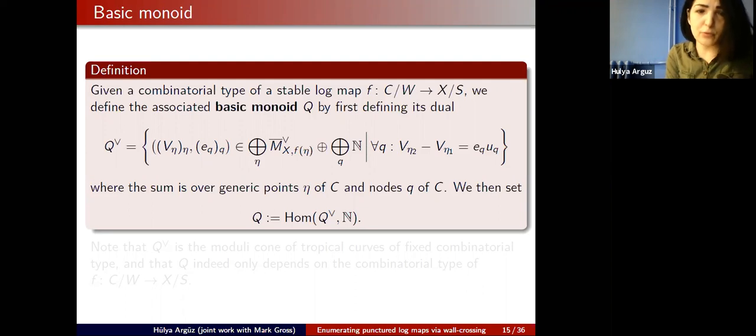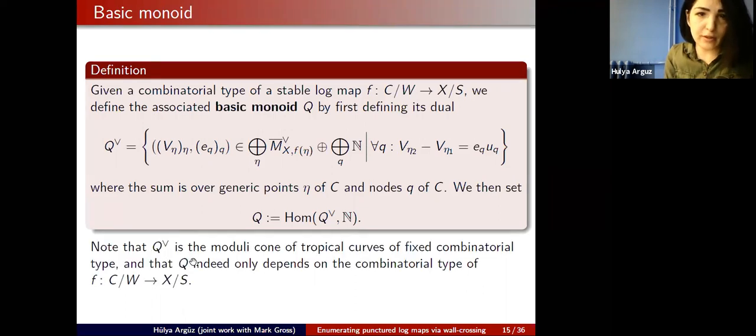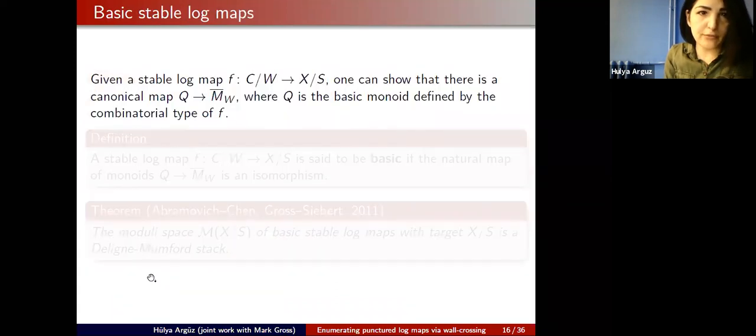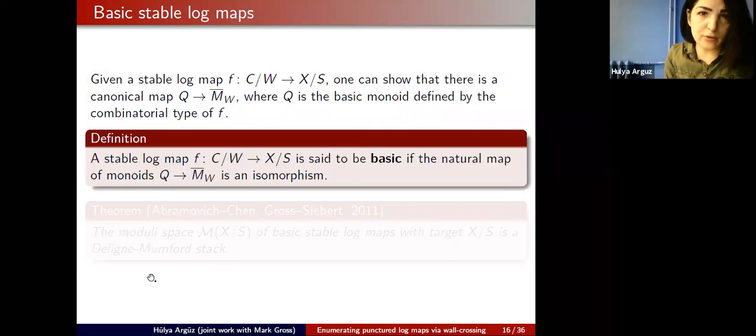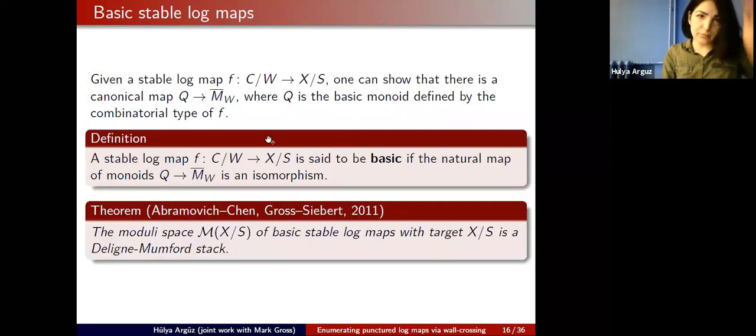So this is the basic monoid, and this basic monoid depends on the combinatorial type of the map, and given a stable log map, one can show that there is a canonical map from this basic monoid, which you can construct purely from the combinatorial type, to M bar W, where you remember we impose our source curve to be log smooth over W. And by definition, a stable log map C over W to X is said to be basic if the natural map of monoids Q to M bar W is an isomorphism.